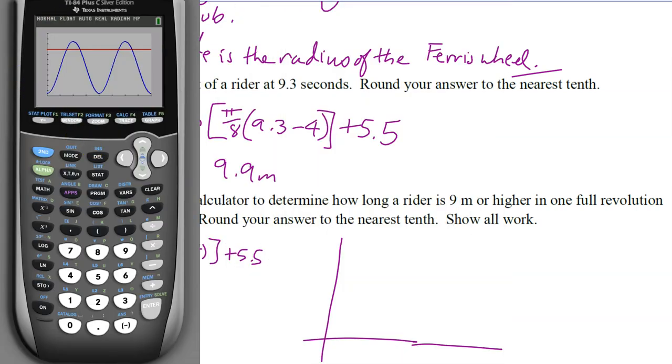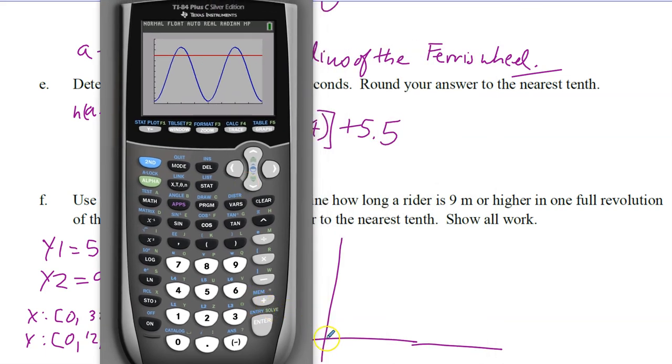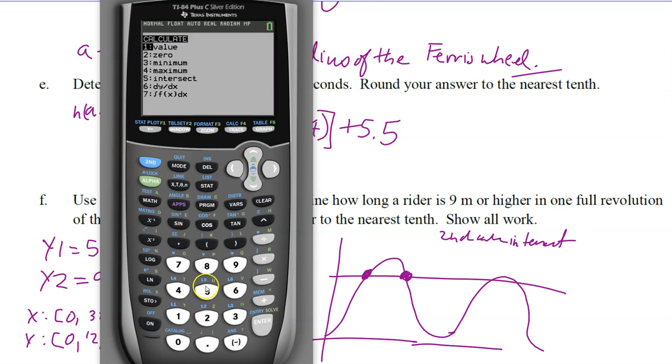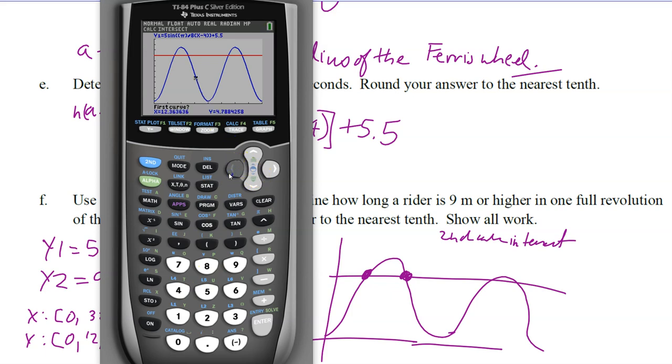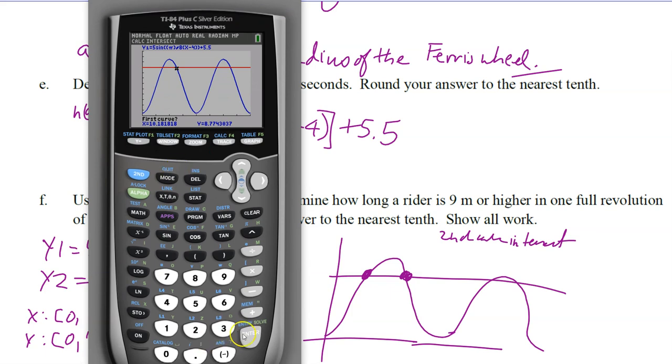So let's show our x, 0 to 32 by 4. Let's show our y's, 0 up to 12 by 1. Let's sketch the graph. It's tailing off, and what we want is this and this. Second calc intersect. We'll do this one first because it's the larger number. And enter, enter, enter.